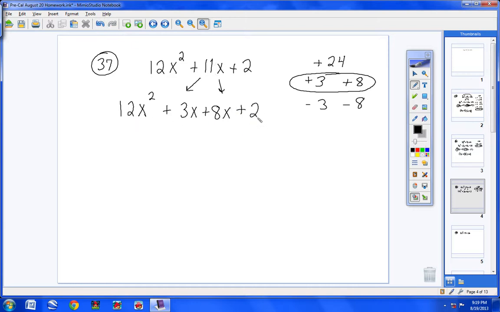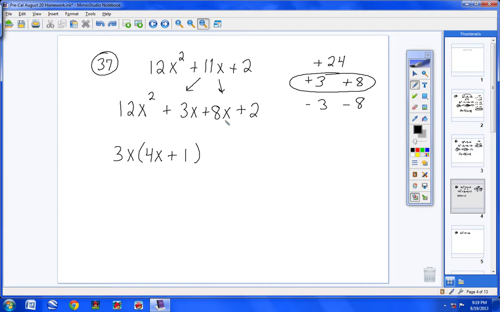Now we factor by grouping, and we should know very well how to do that. Pull out what's common in your first two terms. What goes into 3 and 12 evenly? 3 does. And here I have two x's and one x, so I can pull one x out. So I'm left over with, let's see, 3x times 4x would give me 12x squared, okay? And 3x times 1 would give me 3x.